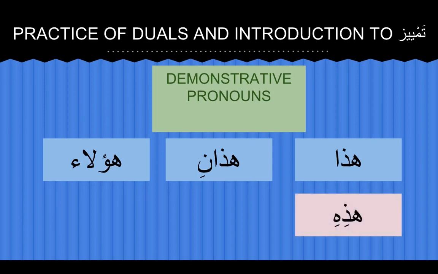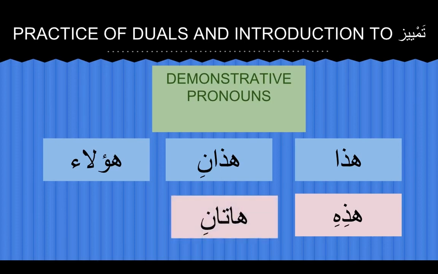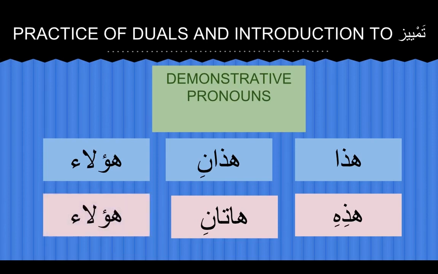And also for feminine musanna, ismu ishara lil qarib, hadhihi. And how do we write these two feminine? It is hatani. This ta is a sign for the feminine, which gives us the indication that this is referring to two feminine objects or females. So hatani, hadhihi, hatani, and the jam'u is haula'i for both muannas and mudhakkar. So we will be using these nouns today, inshallah.